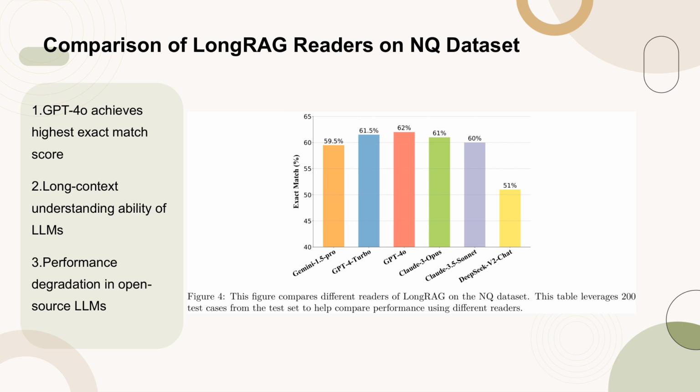The performance of the other readers, such as Gemini 1.5 Pro and Claude models, is also highlighted, showing their effectiveness as readers. However, DeepSeek V2 Chat, an open-source LLM, shows significant performance degradation compared to the black box LLMs, indicating the framework's dependence on the long context understanding ability of LLMs.